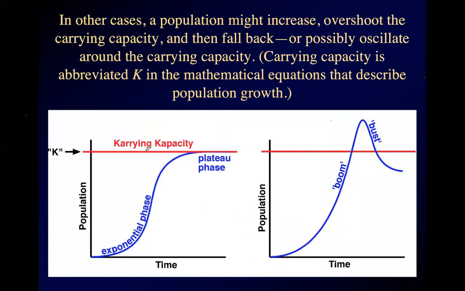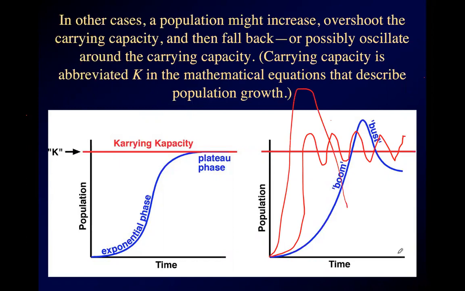You can have other cases where a population might increase and overshoot the carrying capacity temporarily and then fall back. You might find that a population might grow, overshoot the carrying capacity, and then undershoot and overshoot and undershoot and overshoot and kind of oscillate, you know, zigzag back and forth. In some cases, a population might even way overshoot and then crash. So you can get more complicated things going on than just that simple logistic growth that levels off. It all depends on what that intrinsic rate of growth is.